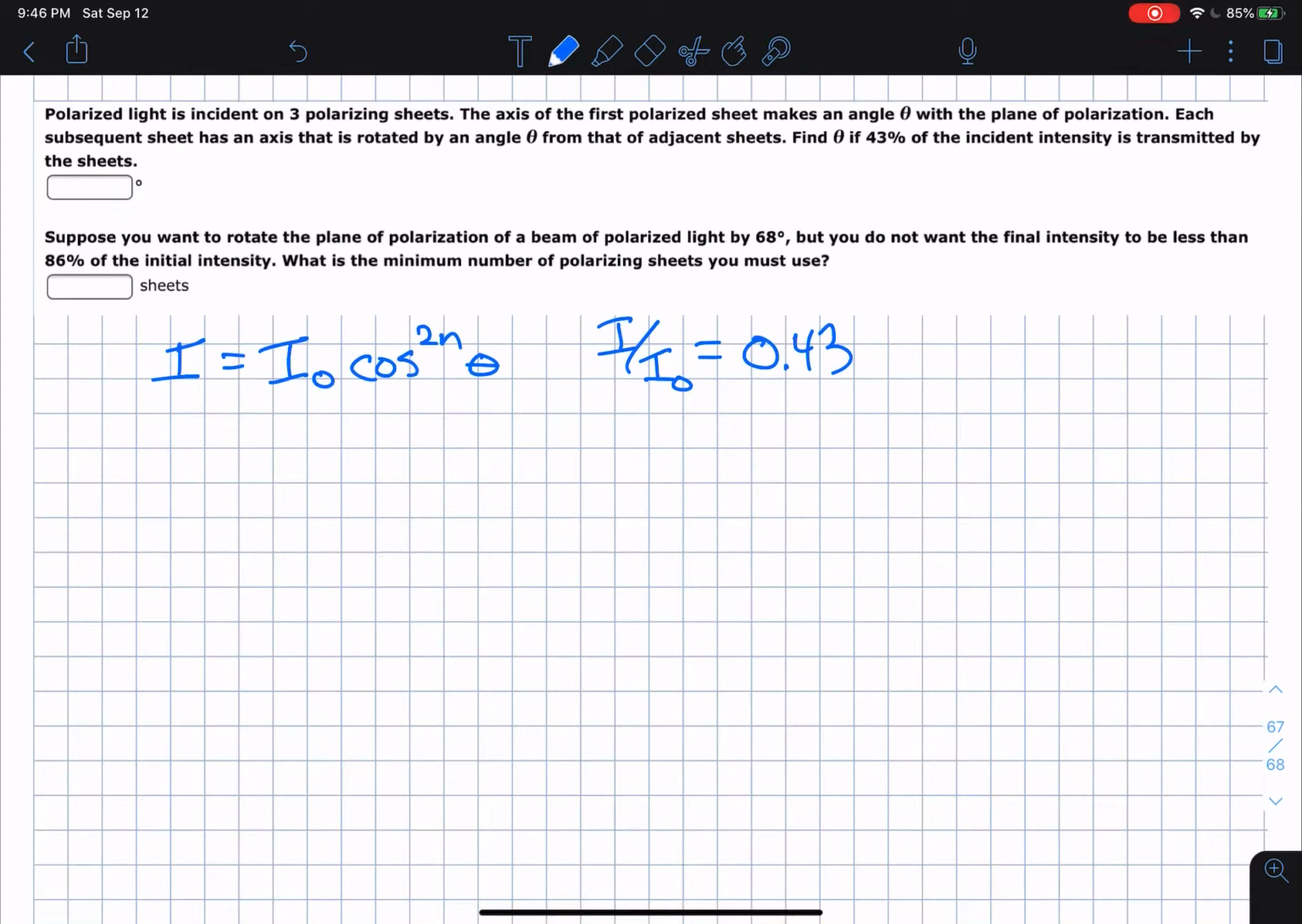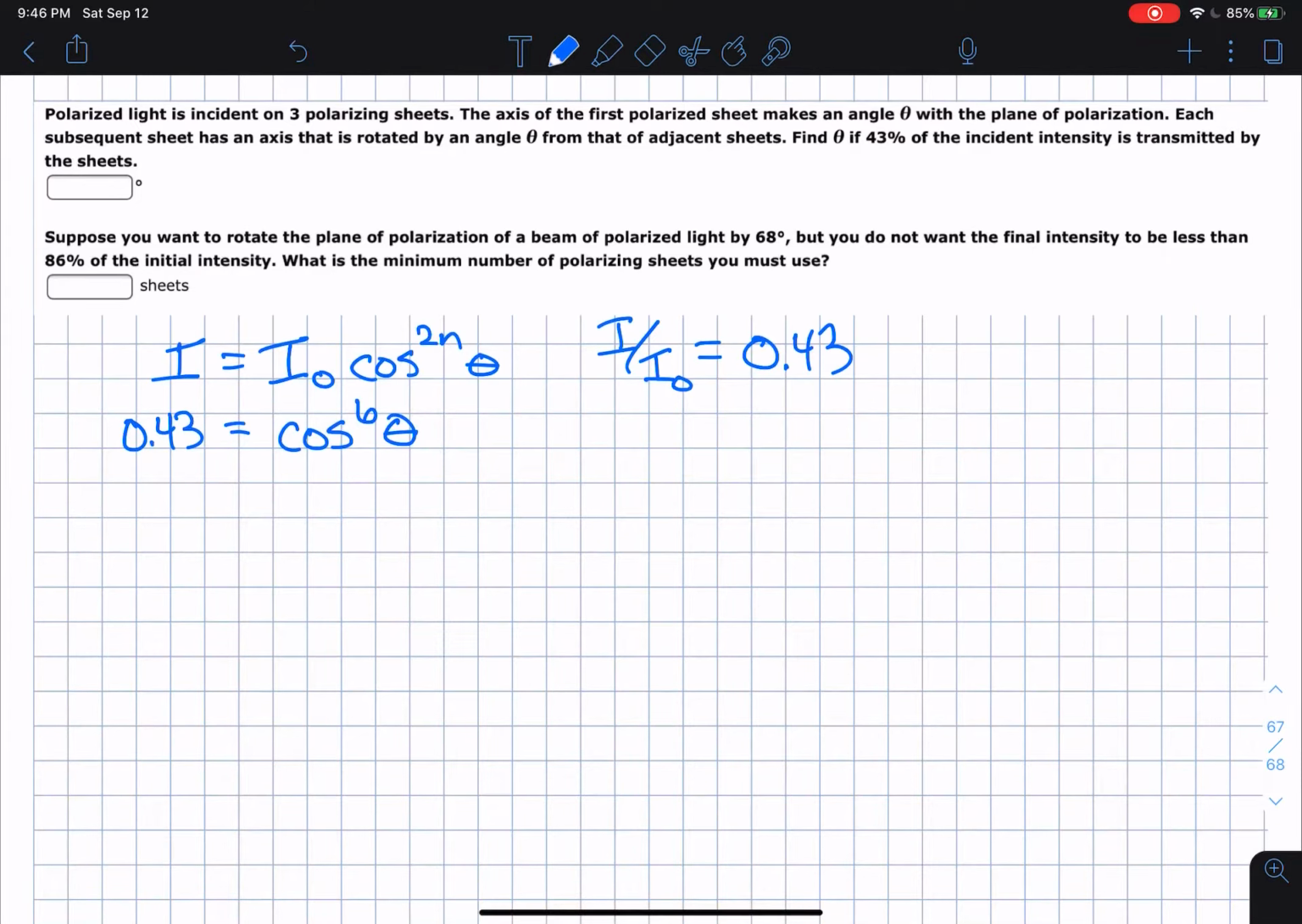So I'm going to put that over here in this formula, get rid of the I and the I naught, and I'm just going to have 0.43. And then I'm going to have the cosine, and I have 3 sheets, so 2 times 3 is 6. And there we go, 0.43 equals cosine to the 6th power. I should say cosine of theta to the 6th power.